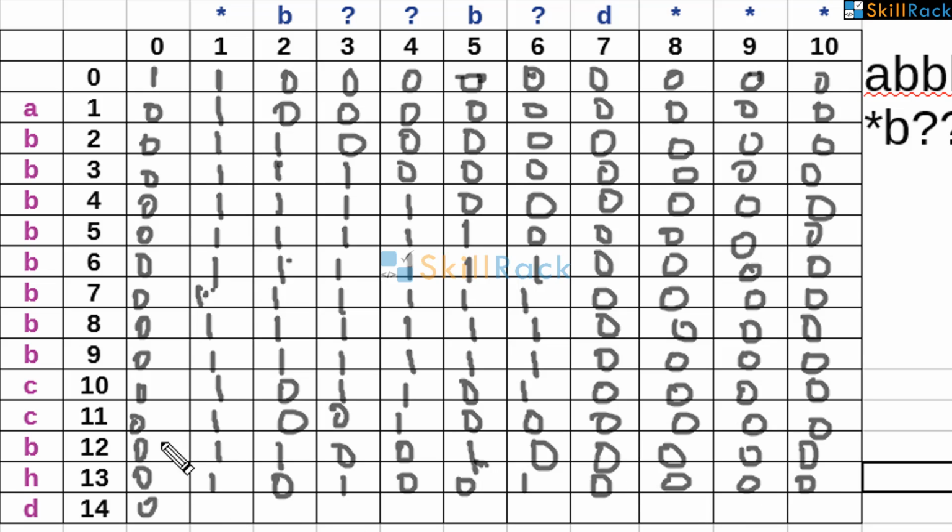Now coming to D, can it match? Yes, and the top is 1, so it is 1. B and D, it is 0. So question mark, can it match? Yes, but the previous is 0. Question mark, can it match? Yes, and the previous is 1. So we have a 1 here. B and D, they don't match, it is 0. Question mark, can it match? Yes, but the previous is 0. So now coming to D, it matches and the previous is 1. So it is 1 here.